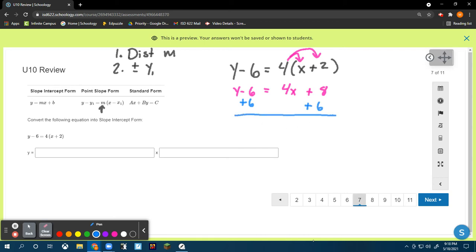Y minus 6, and we're going to add 6 to it. It becomes 0. So we're left with y equals, we're bringing that 4x straight down. 8 plus 6 is plus 14. So as I'm filling in, y, my slope is 4, and x plus 14. Make sure you include that plus sign. And that's how we do these for all of the ones going from point-slope form into slope-intercept form. Use this method.